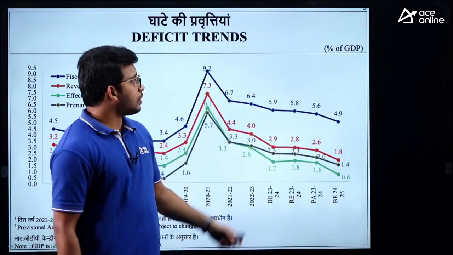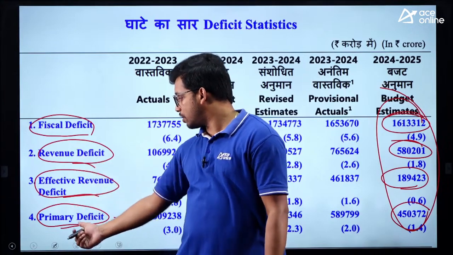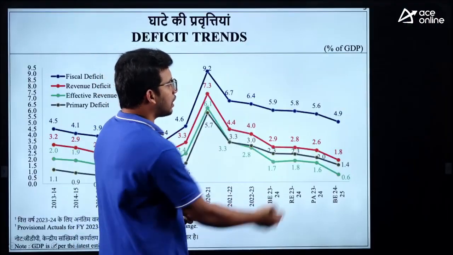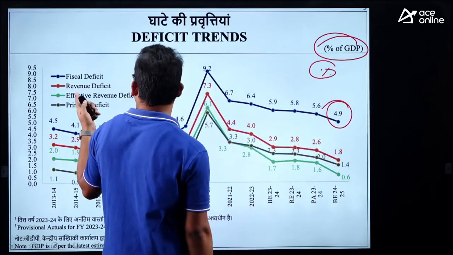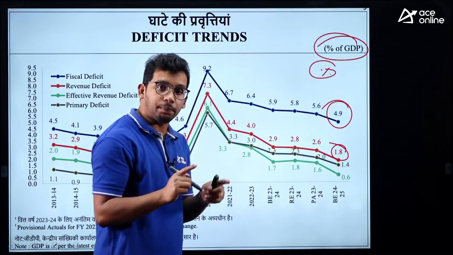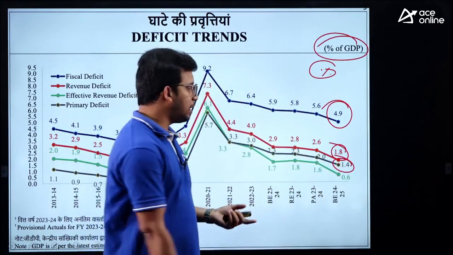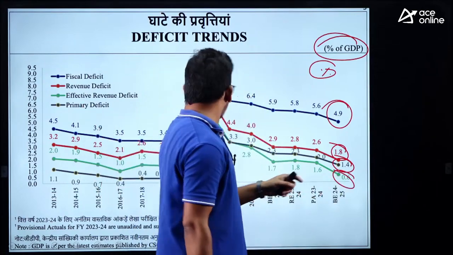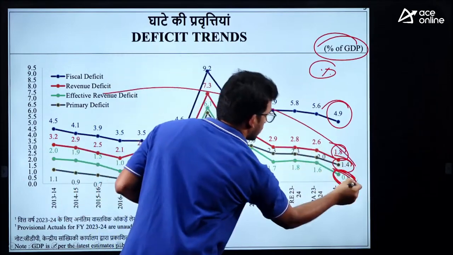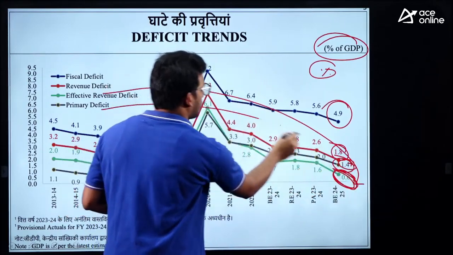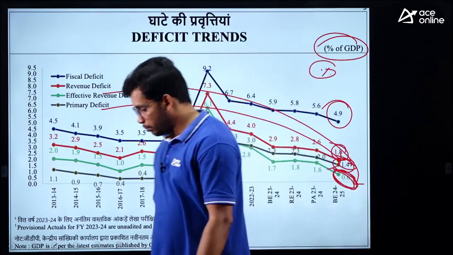Next one, about the deficits. We have seen the 4 deficits: fiscal deficit, revenue deficit, effective revenue deficit, primary deficit. Here, in terms of percentage of GDP, this is the fiscal deficit, right. Then the red one is the revenue deficit, that is 1.8% of GDP. Now the effective revenue deficit is 1.4% of GDP, and the primary deficit is 0.6% of GDP, right. So these numbers are also important.